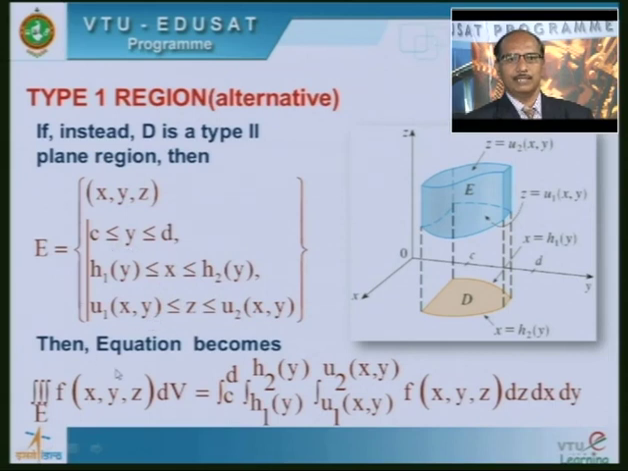Finally, the triple integral becomes: integrate first with respect to z, then the second integral is with respect to x using the y limits, and finally integrate with respect to y using the constants. So, this is about the type 1 region. The solid surface is the same, only its projection is classified into two sets of limits here.